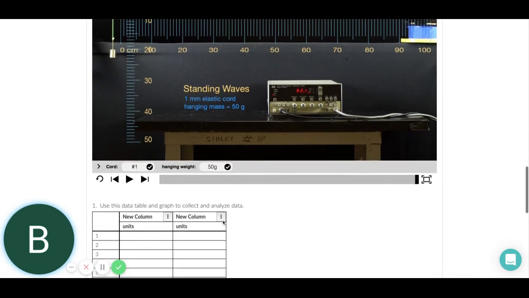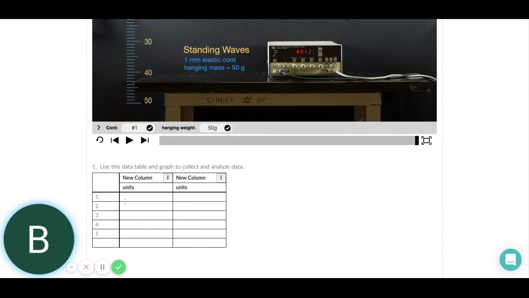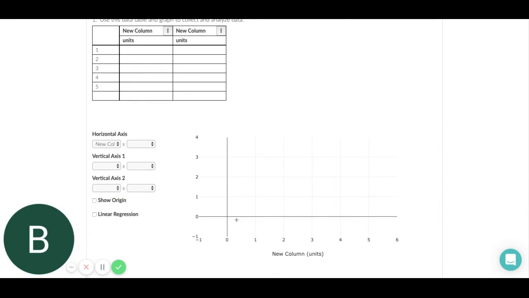Okay, so I can take those measurements. Okay, first harmonic, second harmonic, third harmonic, fourth, fifth, and I can record the frequencies. And that would allow me to make a graph. And I wonder, that graph looks like it's going to be linear. So I wonder what the slope of that graph is going to mean.